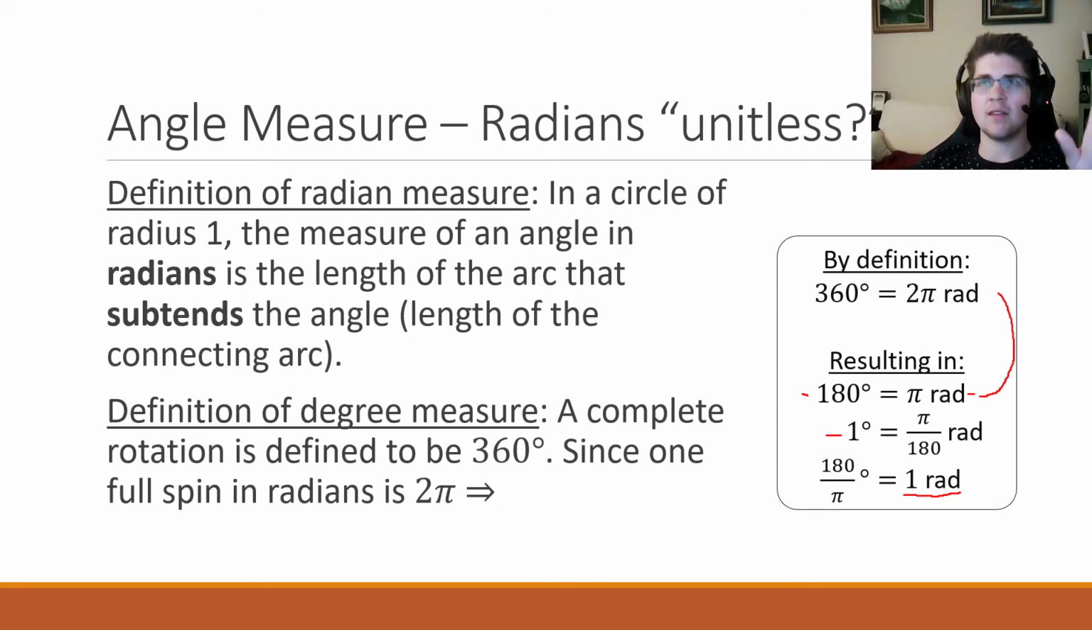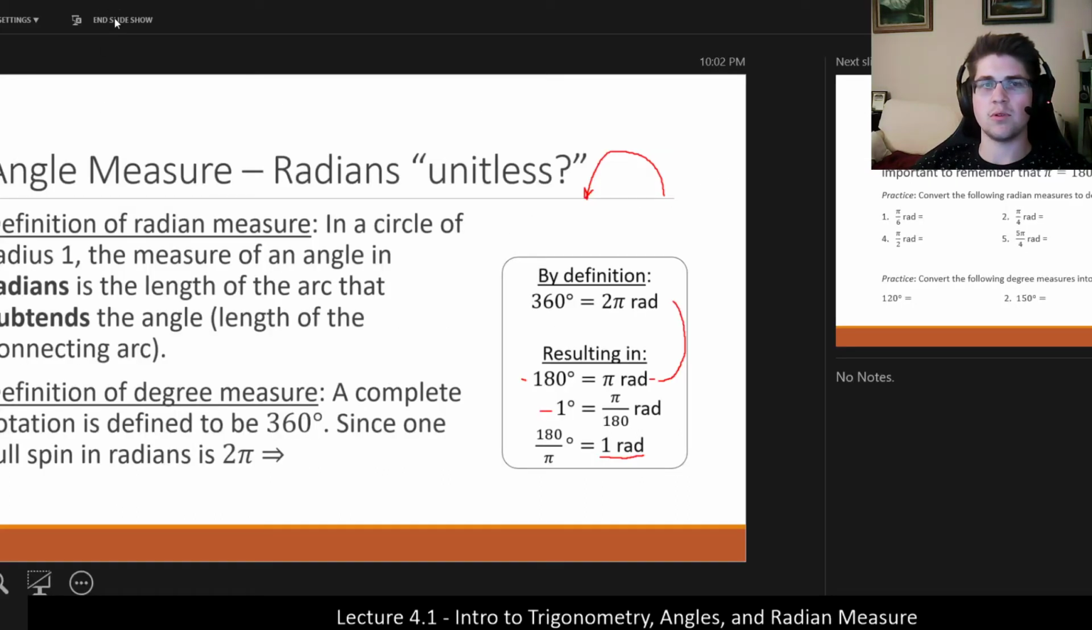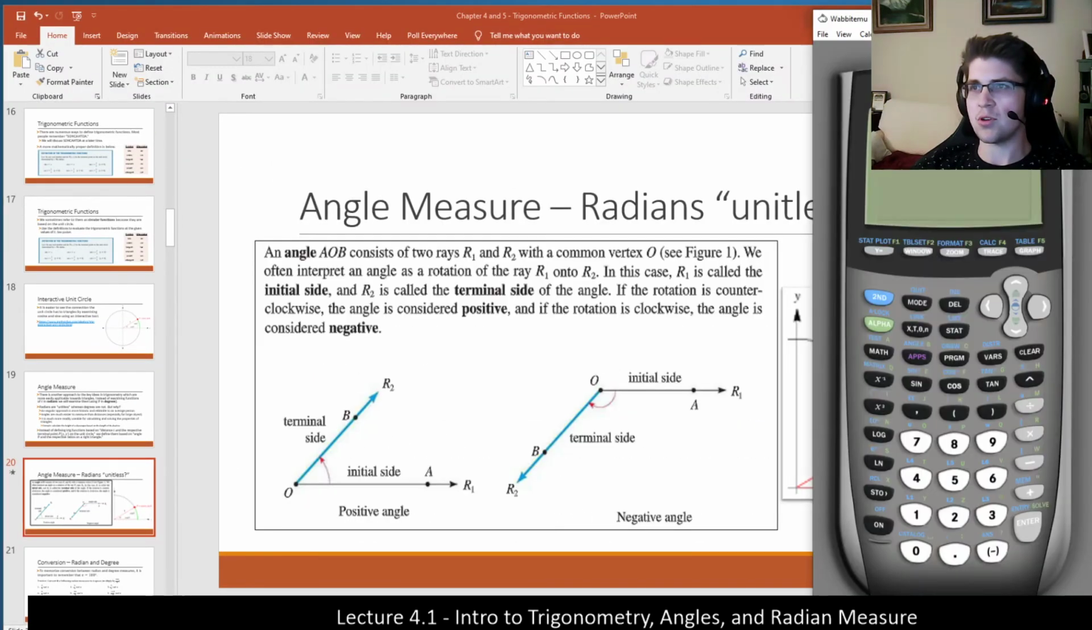And actually, let me pull out the calculator for a second to show you one other thing. If I do 180 divided by pi in my calculator, that's what 1 radian means.